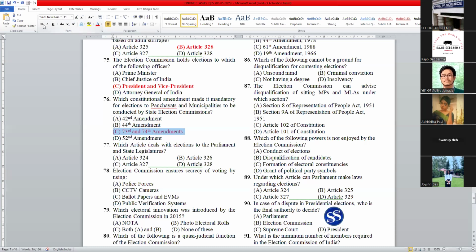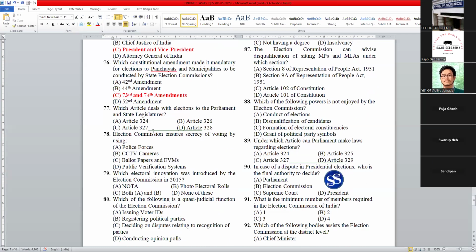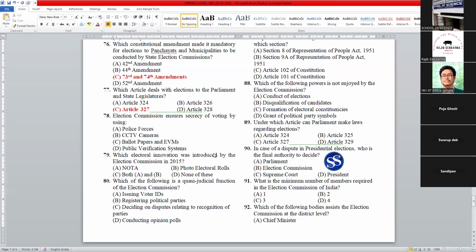Which article deals with elections to the parliament and state legislatures? Article 328? No. Article 324? No. Article 327. Could you follow? Yes, sir. Article 327 of the Indian Constitution gives the Parliament the power to make laws regarding the conduct of elections to the Parliament and state legislatures. Okay?